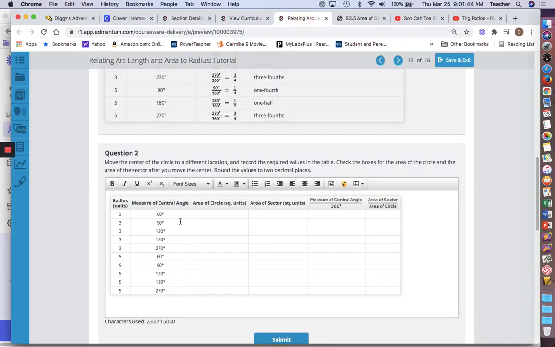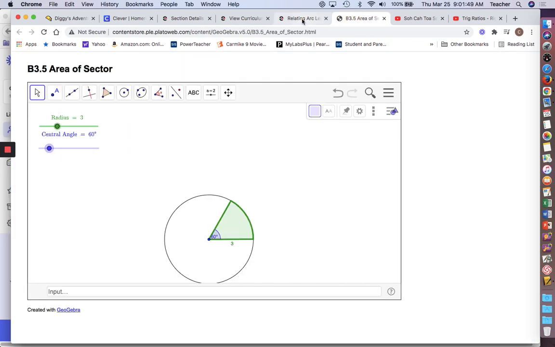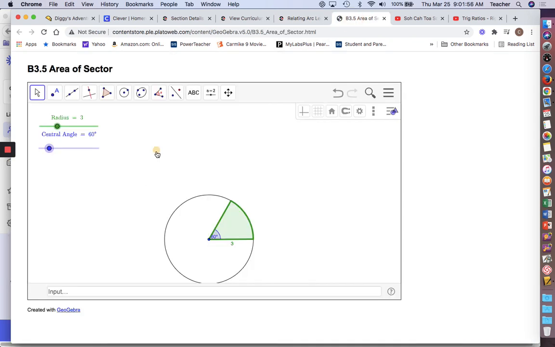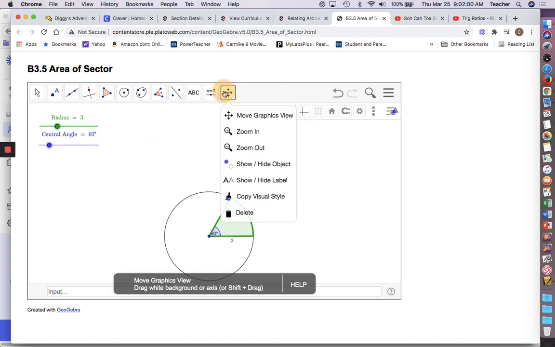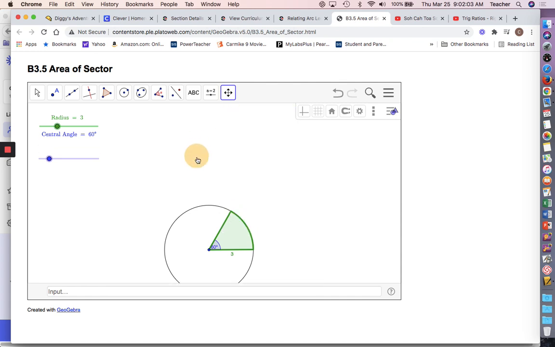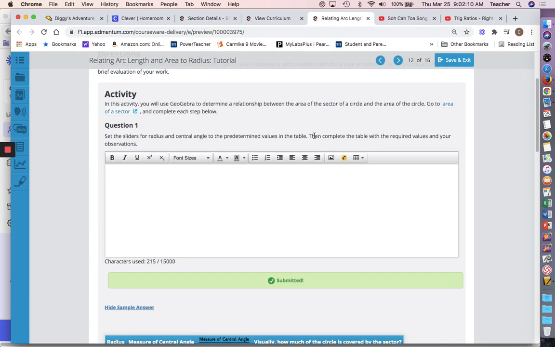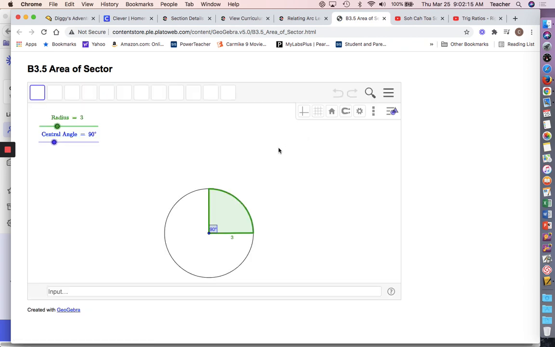Okay, what do I got to do with this? Area of the circle in square units. Check the box for area of a circle and area sector. I don't have a box. There's no box here. Okay, so I'm going to close this. I'm going to reopen it. Maybe when I moved it. Yeah, I don't have any boxes here.